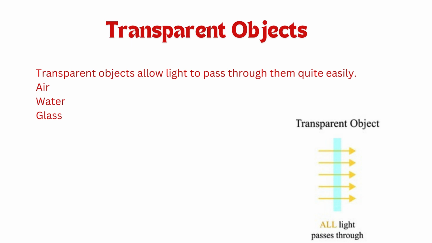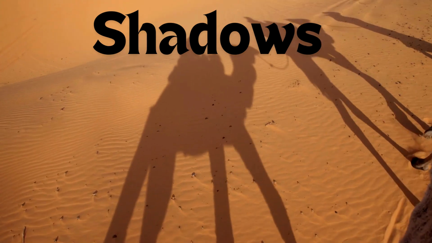What are transparent objects? Transparent objects allow light to pass through them quite easily. For example, materials like air, water, and clear glass are transparent because they allow light to pass through them quite easily.